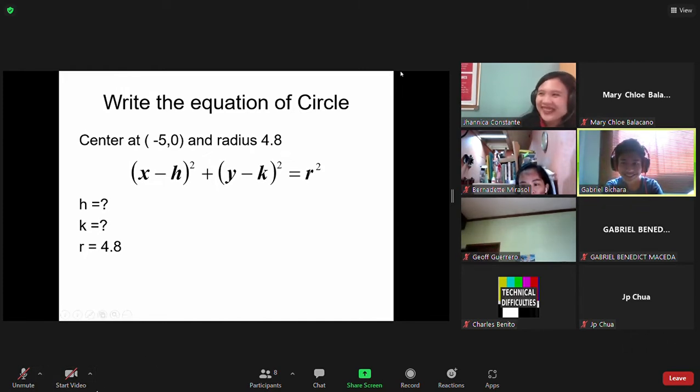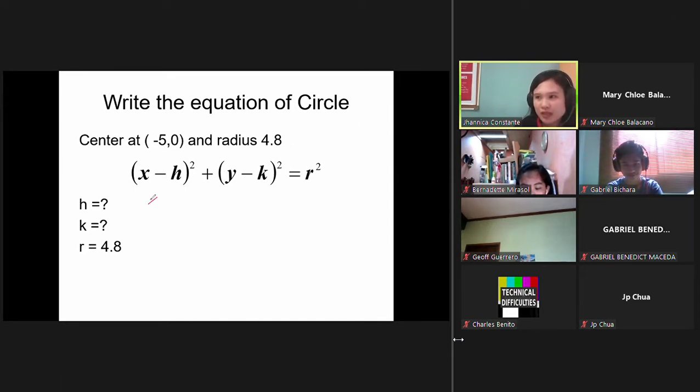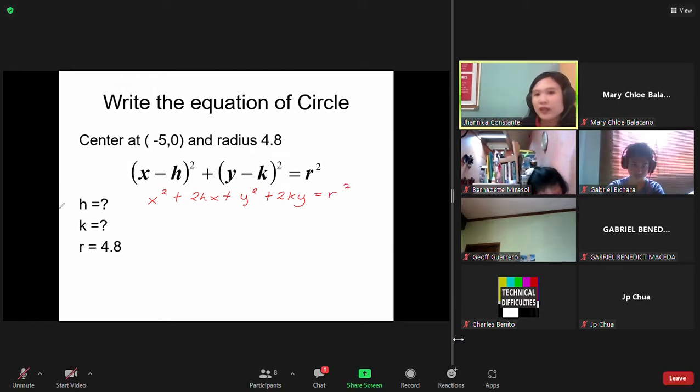Okay, so that means we're going to write the expanded form of our equation. So let's solve for the expanded form. The expanded form is x squared plus 2hx plus y squared plus 2ky equals r squared or c. That is our expanded form. So let's solve for the expanded form of our equation.